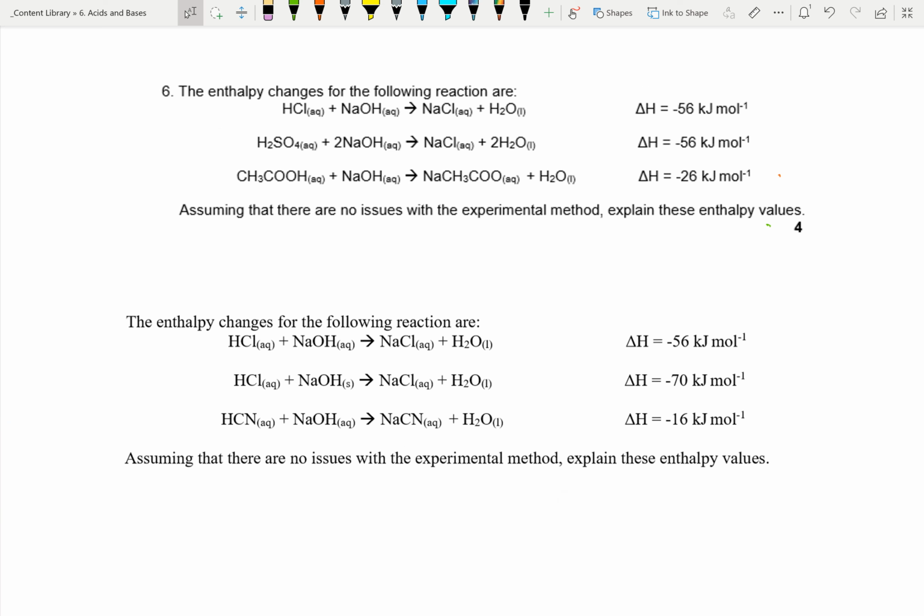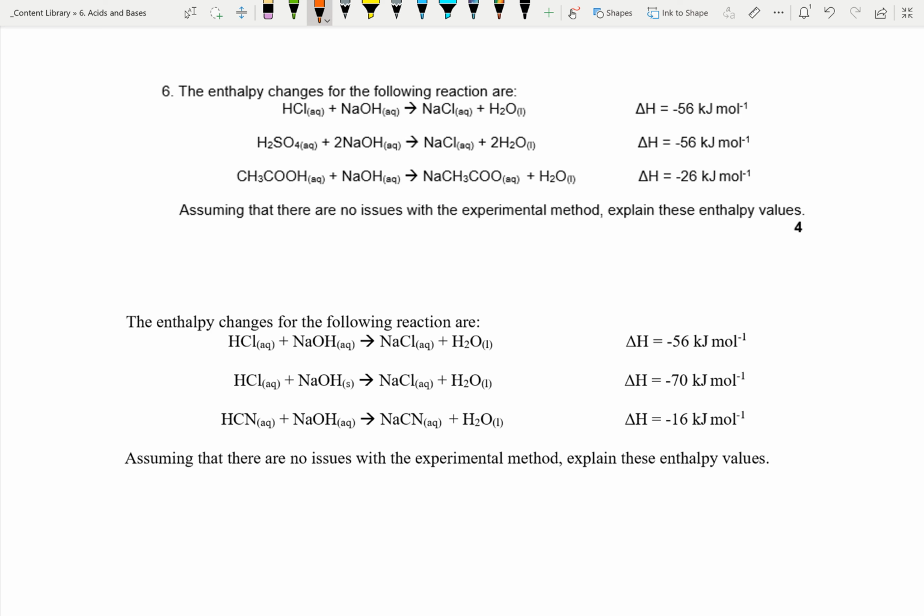It's roughly 2020 or 2021, and it was roughly question 30, although don't quote me. What they were looking at is they gave you a bunch of reactions and these enthalpy changes. Obviously they're the same, but this one's different. They're asking, what can you point to that's explaining this difference? And it says it's not an issue with the experimental method. So what's going on here?